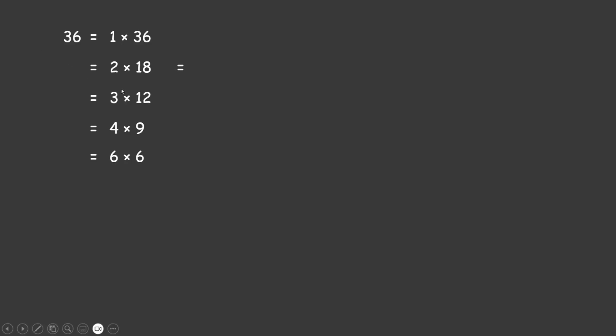Let us consider an example. 36. It can be written as 1 into 36, 2 into 18, 3 into 12, 4 into 9, and 6 into 6. Let us break this down further into the prime factors. So, over here, 2 is a prime factor, 18 can be written as 2 into 9, and then 9 can be written as 3 into 3.